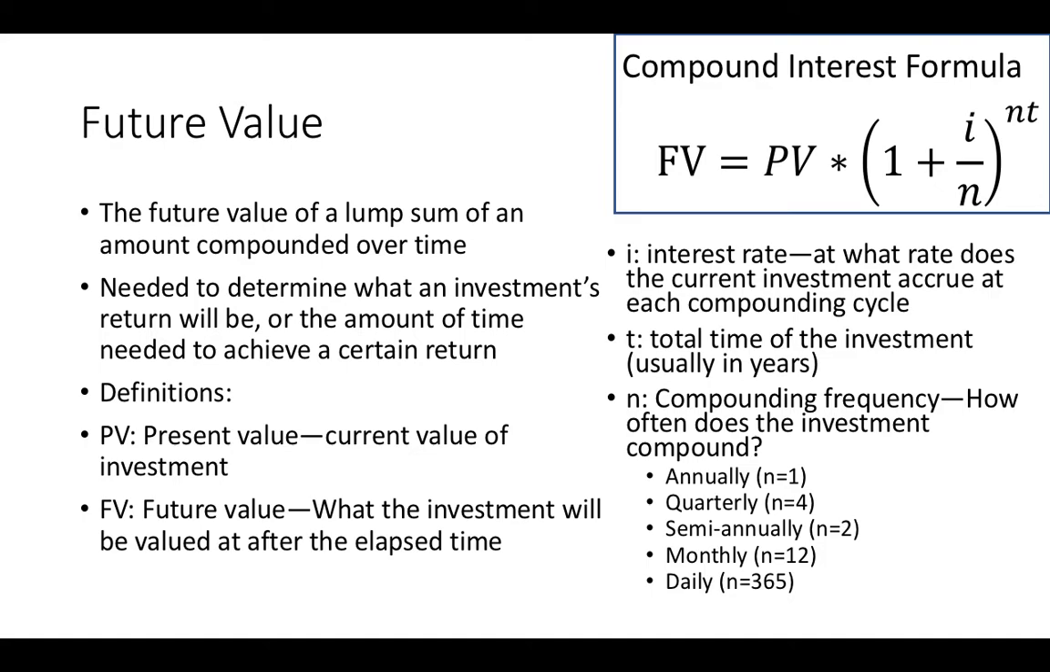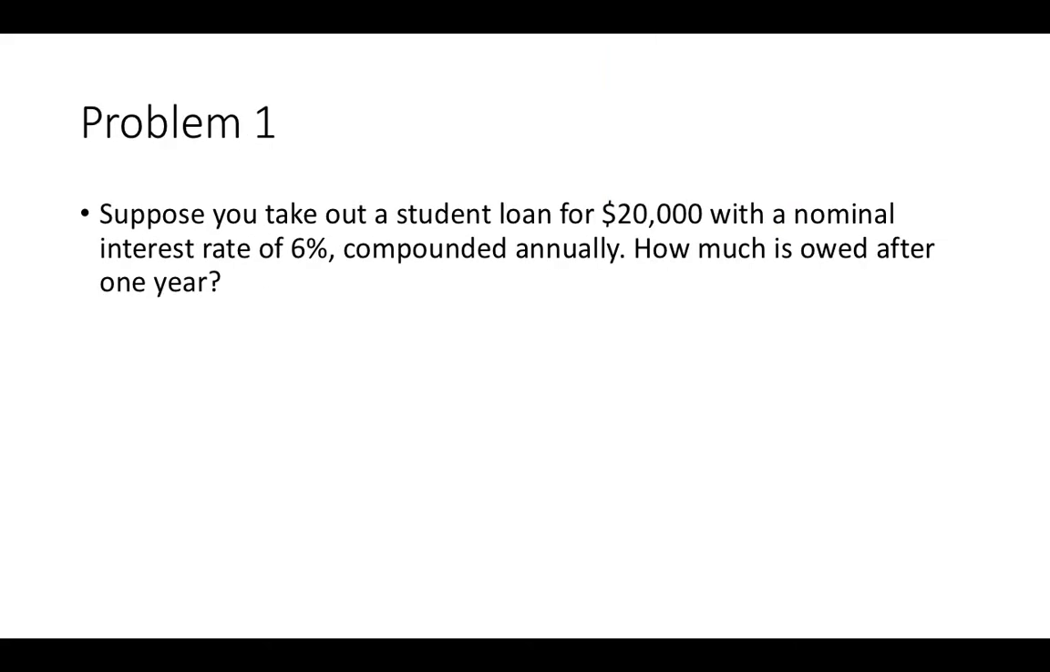N is your compounding frequency. This is how often does the investment compound. So depending on what's stated in the problem, that will determine what our value of n is going to be. So if it says it's compounded annually, n is 1. If it's quarterly, n is 4. Semi-annually, n is 2. Monthly, n is 12. Daily, n is 365.